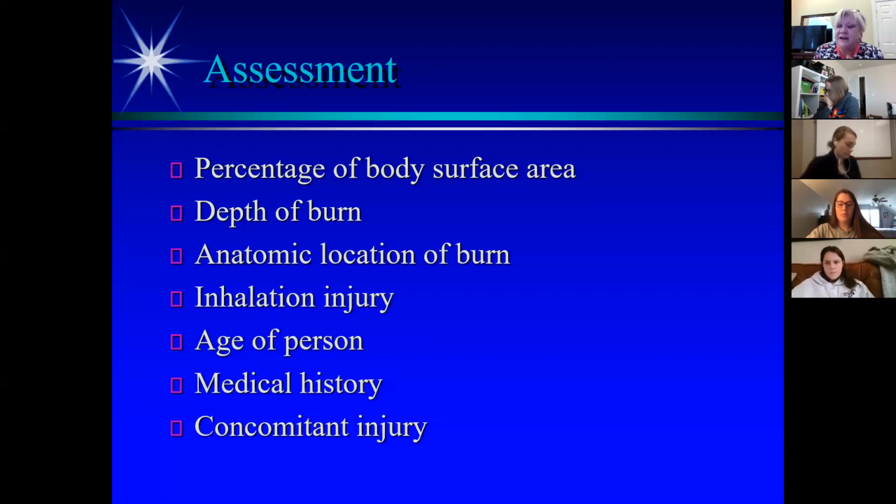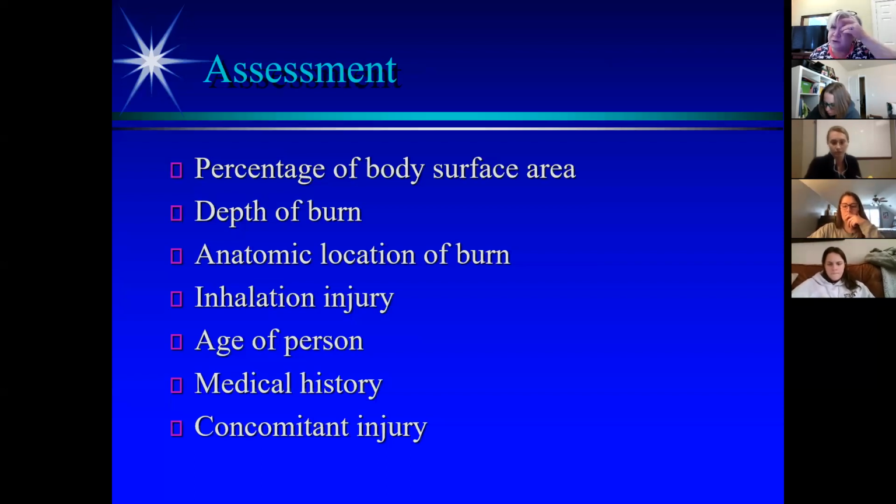Is there any inhalation injury involved? And we're going to talk about that. What's the age? The very old, the very young, and those with a medical history, a chronic injury, illness do not do as well as those without. Do they have COPD? Do they have AIDS? Do they have diabetes? Do they have renal disease? Chronic illnesses, liver failure. What are your chronic illnesses?